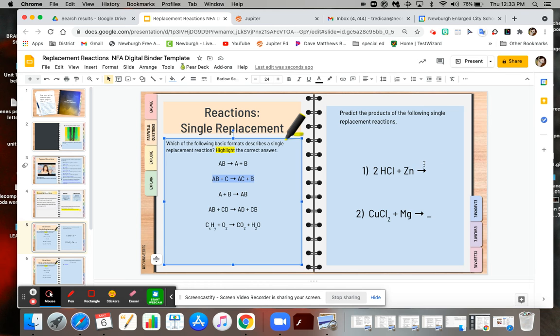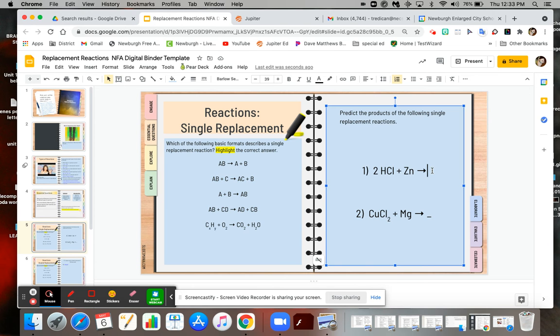Let's take a look here and make some predictions. Zinc is a positive cation. So is hydrogen. So the zinc can replace the hydrogen. In which case, then you get zinc chloride, and then the hydrogen is left by itself. Hydrogen always comes in pairs of two, so it's going to hook up with another hydrogen.